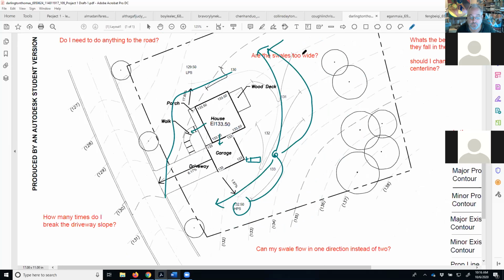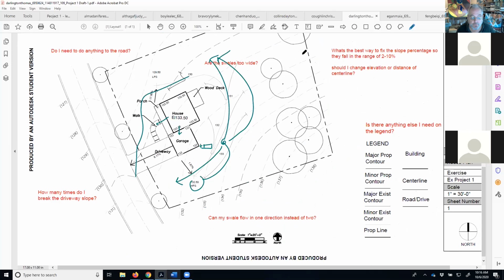Are the swales too wide? No, they're not too wide. They probably need to be, the whole swale system needs to be shifted up to here, and then have one slope on this side and a different slope more than likely on that side.